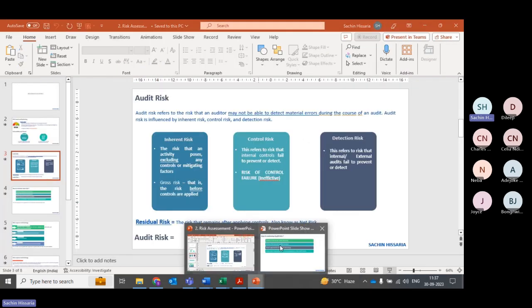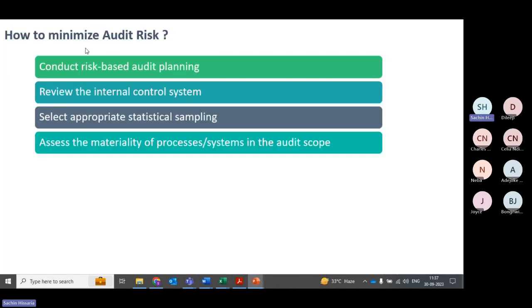So if you do all this, then you can minimize the audit risk. If you do the proper sampling, assess the materiality, conduct risk-based auditing, and review the internal control system, by way of this you can minimize the audit risk. As an auditor, you can minimize that audit risk. So that is what we discussed here. Now it is the experience and the expertise of the auditor that minimize the audit risk.